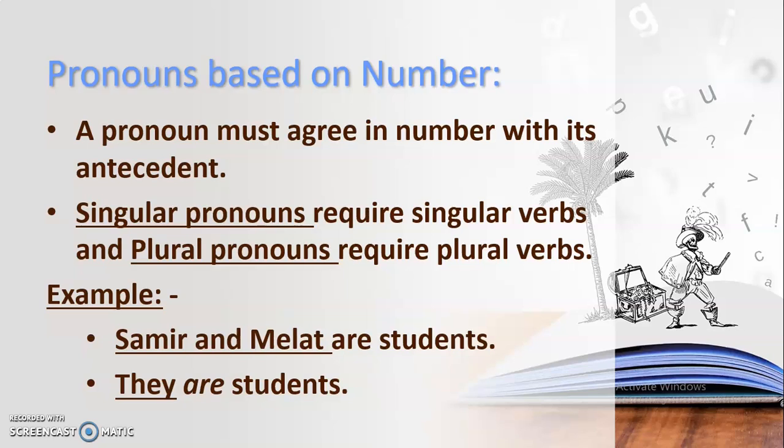Pronoun based on number. A pronoun must agree again in number with its antecedent. That means if we have singular, we have to use singular, and not only the noun and the pronoun, we also have to be careful about the verbs. Singular pronouns require singular verbs, and plural pronouns require plural verbs. In this example, we have compound nouns here, Samir and the military student. So we have 2 people compounded in this sentence. For 2 people, we use the pronoun they to replace the nouns in the first sentence. So they are students. Again, they is plural, so we have used the verb are in this sentence.